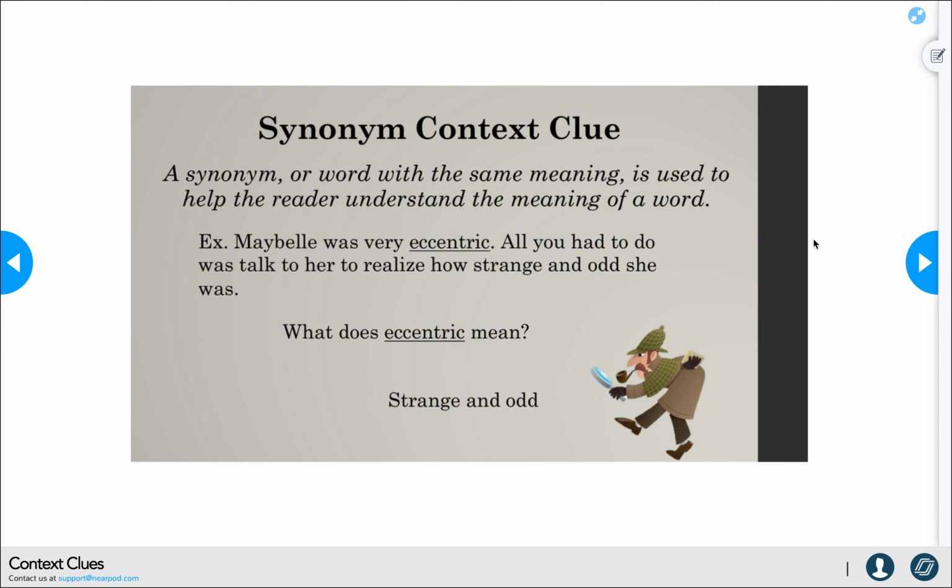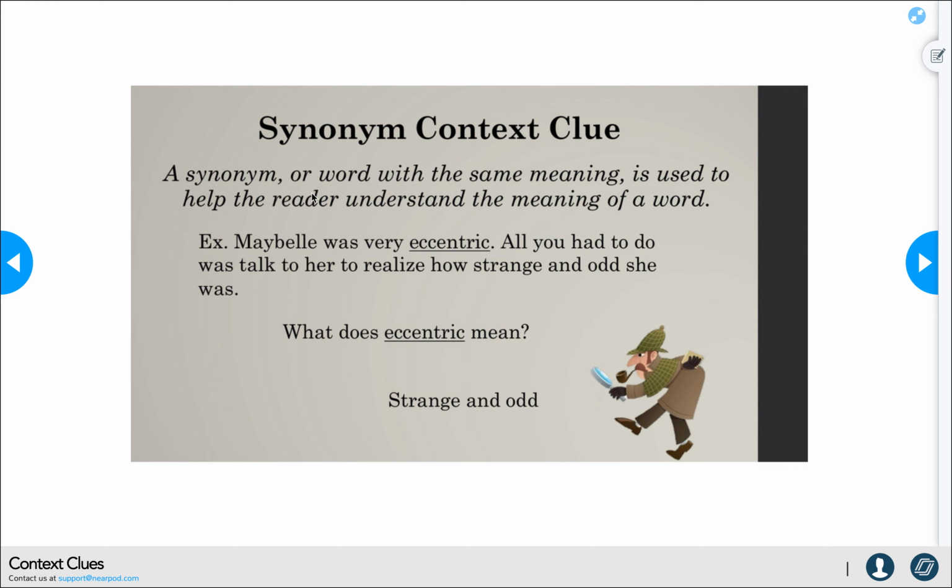Moving on. Synonym context clues. And just a note, students, I tend to mispronounce this word often. I try very hard to pronounce it correctly, but sometimes it just does not come out. I am human, so bear with me.